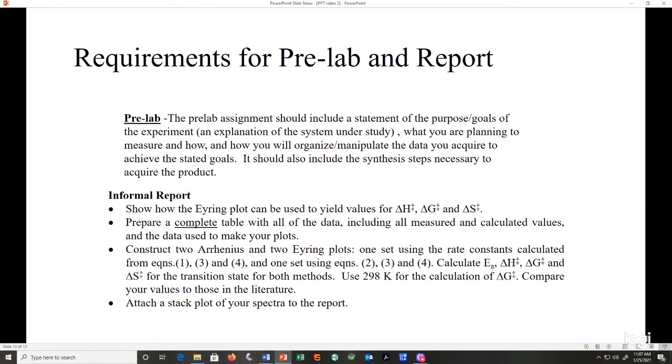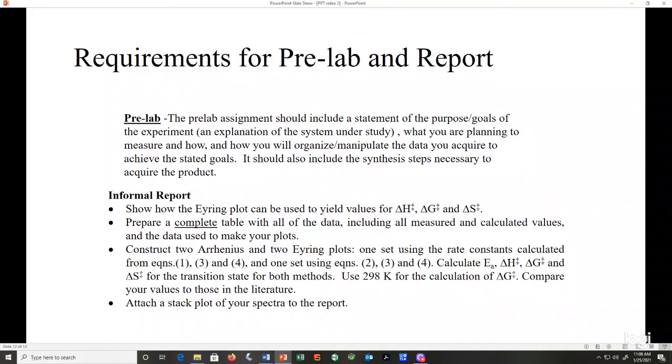In your informal report, you're going to want to show how the Eyring plot can be used to yield values for delta H, delta G, and delta S at the transition state. I do just require an Excel spreadsheet for this lab, so whether you want to make a text box to include that within the Excel file or how you want to do that is up to you. But we do need that. You're going to want to prepare a complete table with all of the data, including all measured and calculated values and the data used to make your plots.